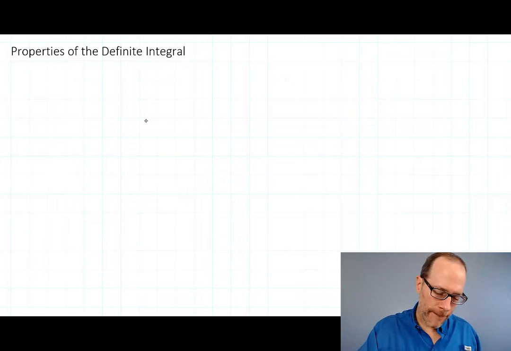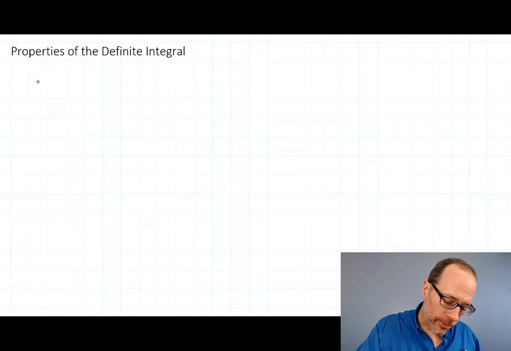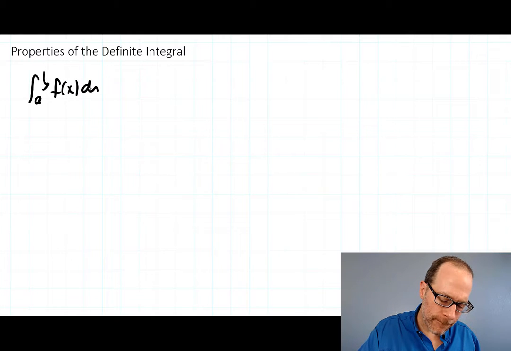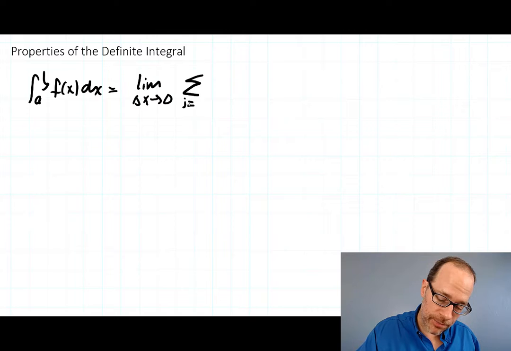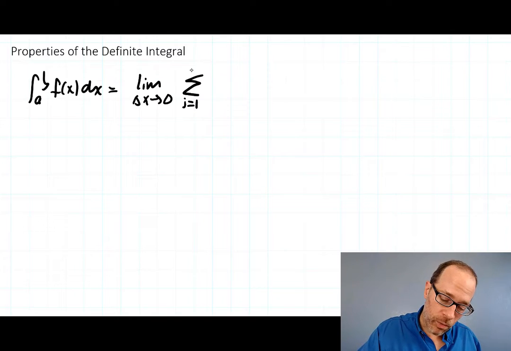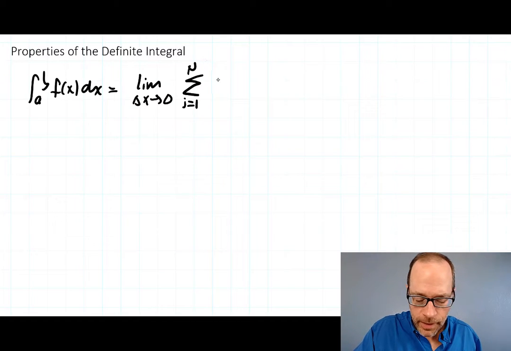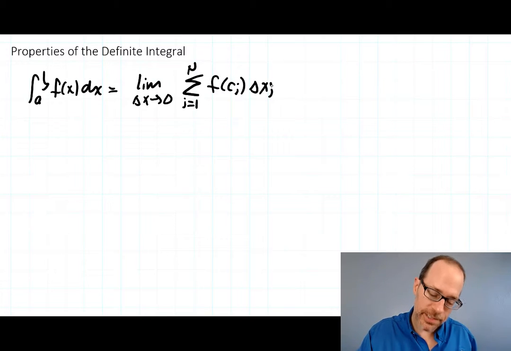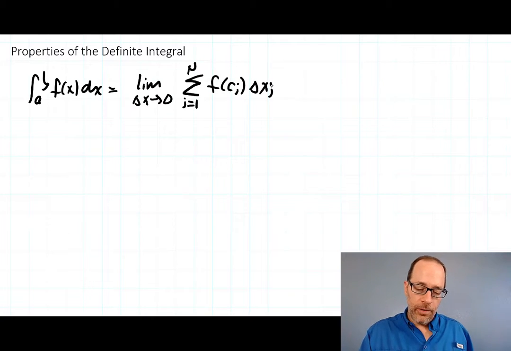Let's get started. First of all, remember that this definite integral was the limit as all the delta x's went to 0 of this Riemann sum. And the Riemann sum was the sum from j equals 1 to n of f of your sample points times your delta x's.